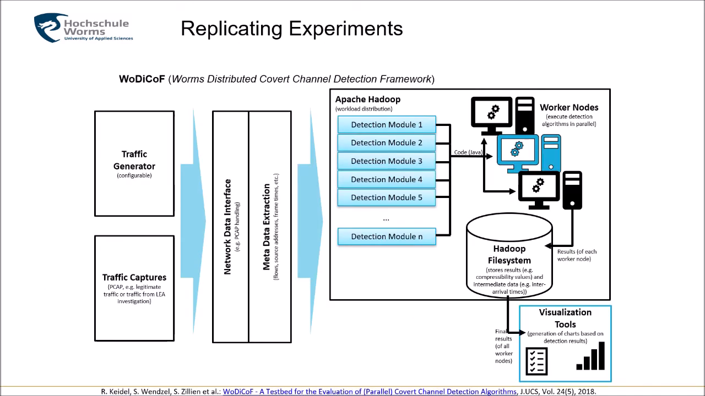The first idea to perform replication studies was the Vodikov framework, a distributed covert channel detection framework, where you can insert traffic in some form, be it live or captured traffic. Then the metadata is extracted and some parallel detection algorithms are used to see whether there's some covert channel in the traffic. However, this was quite a complex system, so I developed a new one, which I'll show you later.